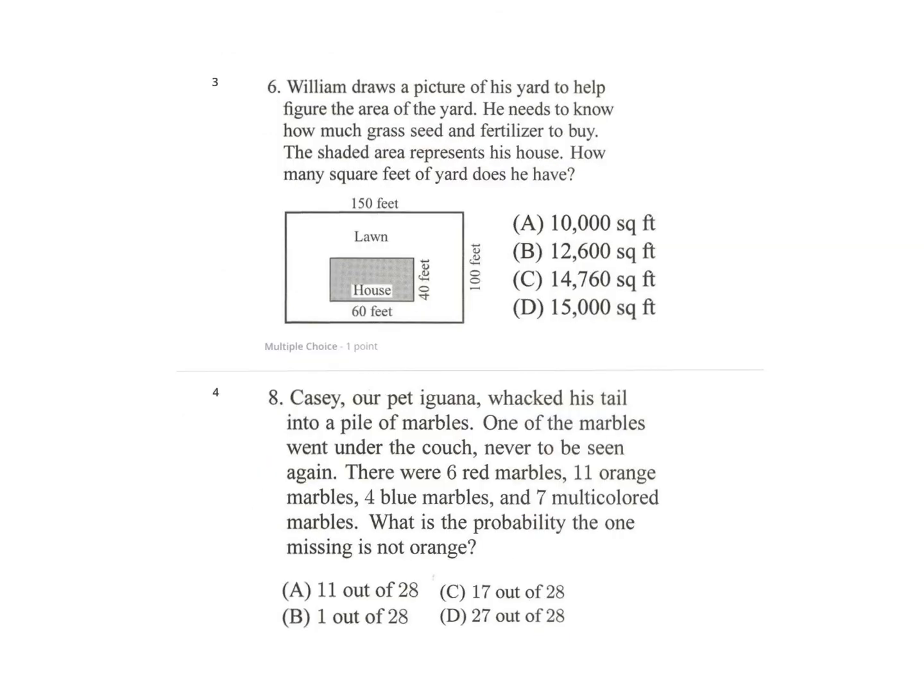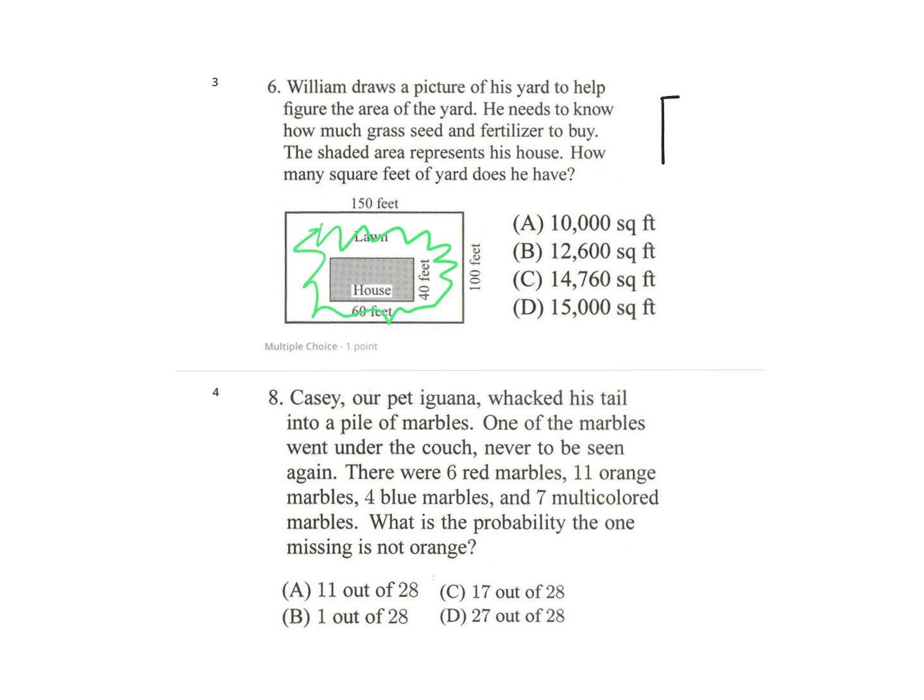Next up is another geometry problem. It says that William draws a picture of his yard to help figure the area of his yard. He needs to know how much grass seed and fertilizer to buy. The shaded area represents his house. How many square feet of yard does he have? So I want to know the non-shaded area. I want to figure out the area of the lawn, so the area around his house.